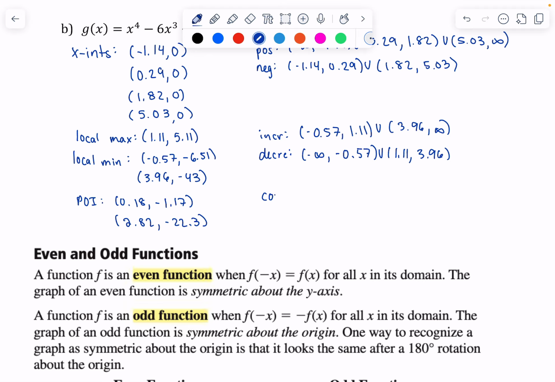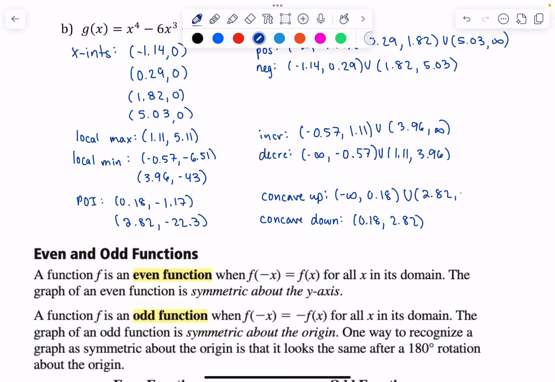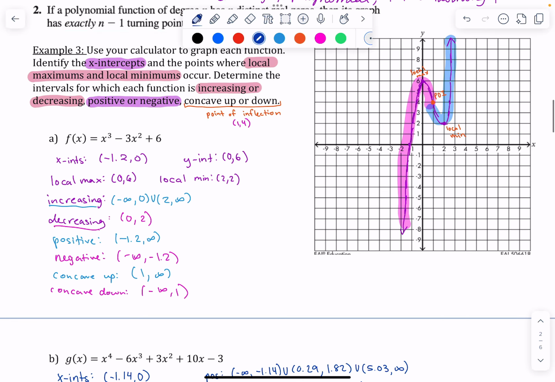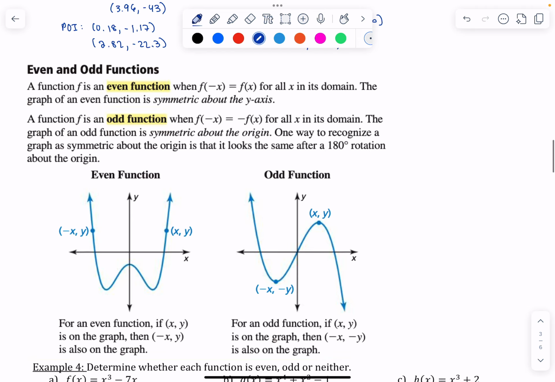Okay, so where am I concave up versus concave down? Well, I start being concave up, so negative infinity up to 0.18, at which point I start being concave down until 2.82, at which point I start being concave up for the rest of the graph. And that's it. Okay. Last thing.